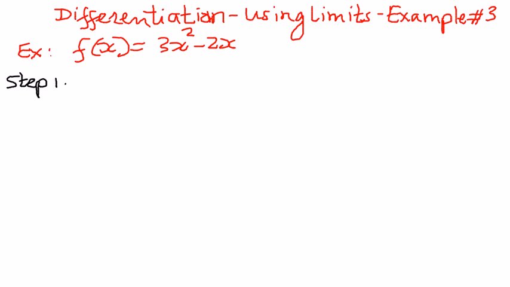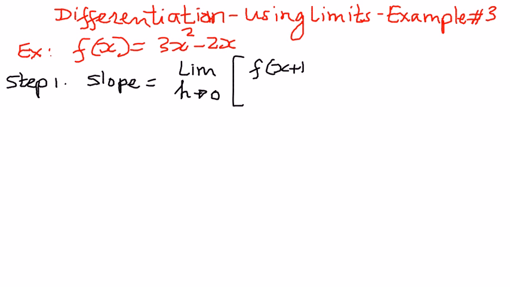Step number 1. We want to write the formula down the way we know it. The formula for the slope or the derivative is going to be equal to the limit as h approaches 0, f of x plus h minus f of x, the whole thing divided by h, like that.